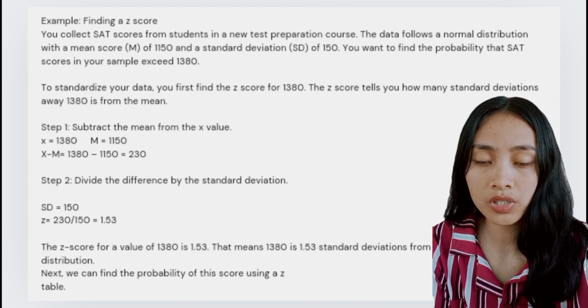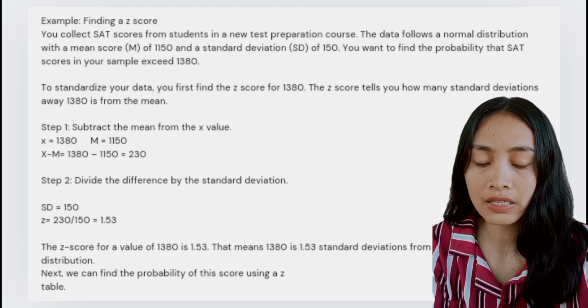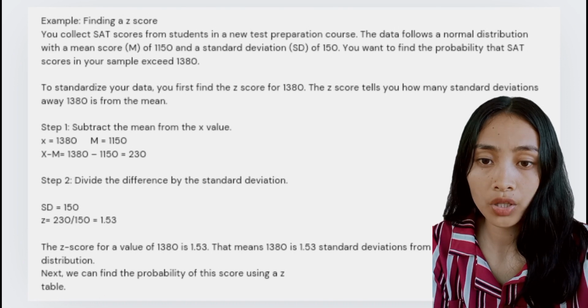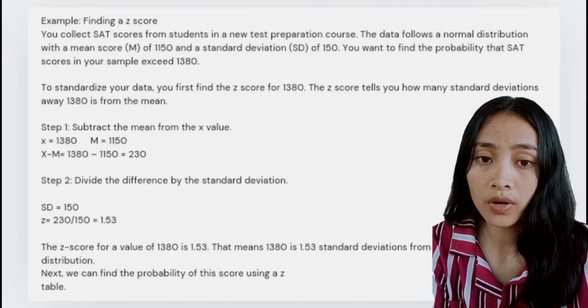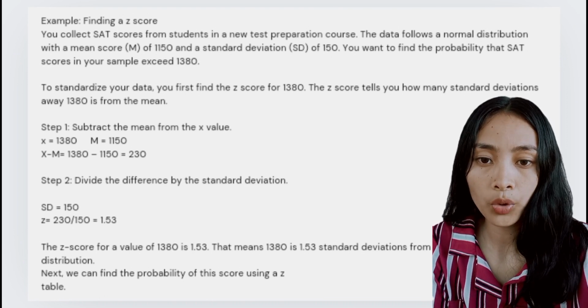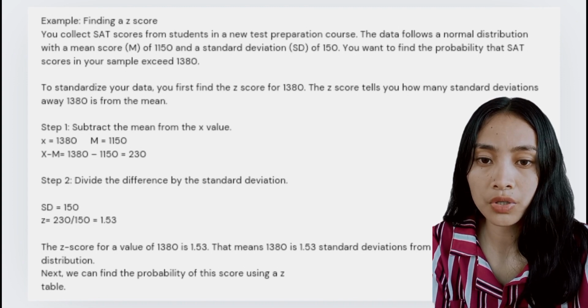1,380 minus 1,150 is 230. So step 2 is divide the difference by the standard deviation. The standard deviation is 150, and the difference is 230. So 230 divided by 150 is 1.53. Therefore, the z-score for a value of 1,380 is 1.53. That means 1,380 is 1.53 standard deviations from the mean of your distribution.